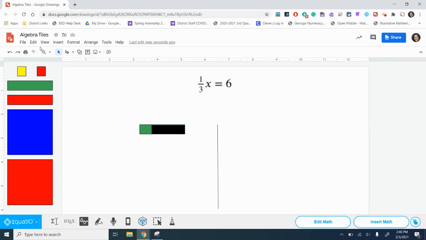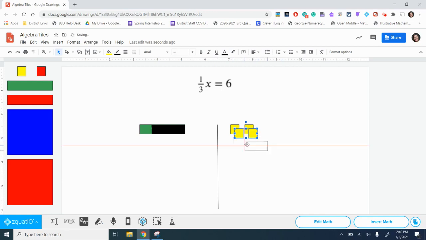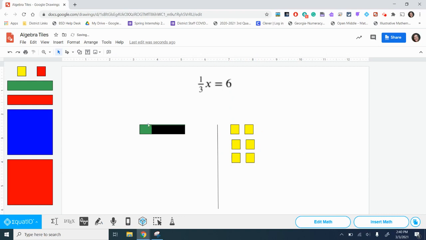1/3 x equals 6. And so now I want to go ahead and bring over my 6. 1, 2, 3, 4, 5, 6. If just 1/3 of x is equal to 6, what would all of x be equal to?